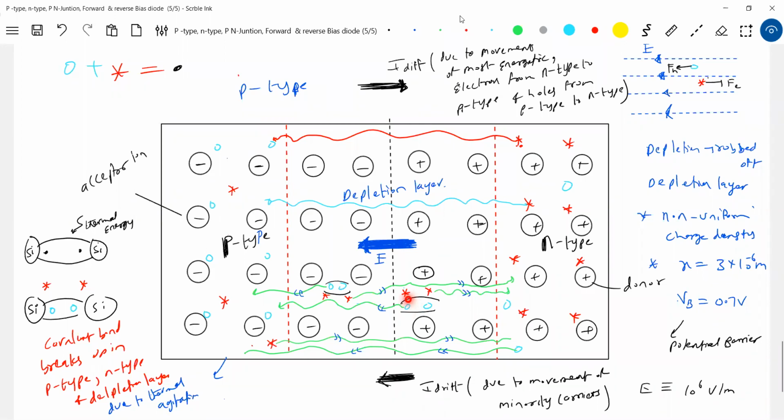And the net current through the junction will be zero. High diffusion equal to high drift. I think there are so many things happening. So for your level, I suggest you learn drift current and diffusion current. Diffusion current is due to movement of majority carriers across the junction. Drift current is due to movement of minority carriers. How are those minority carriers formed? Due to breaking up of covalent bonds in the depletion layer.